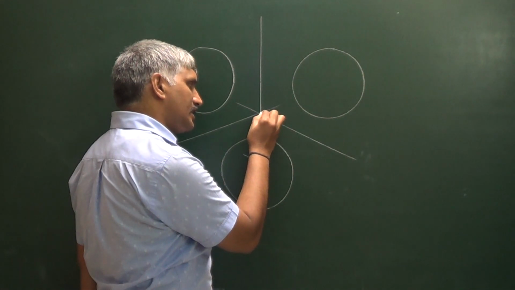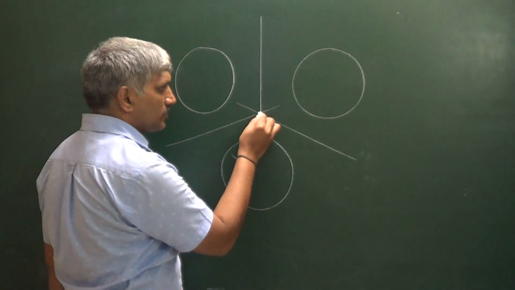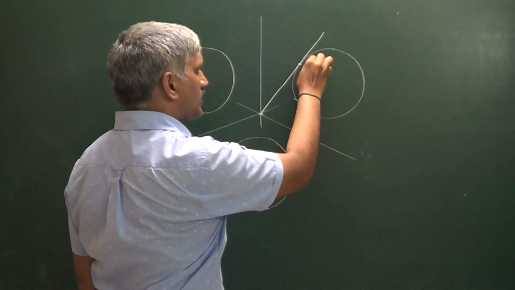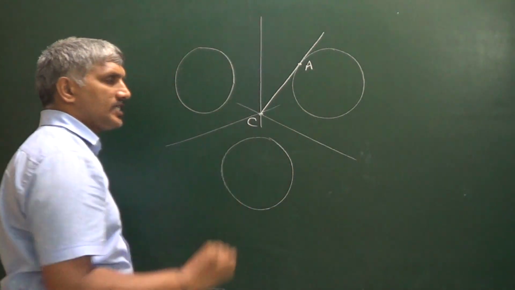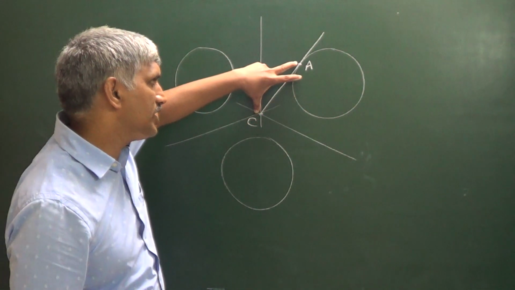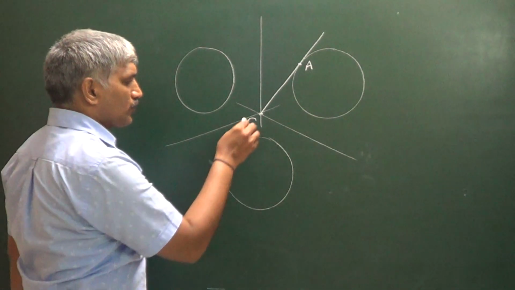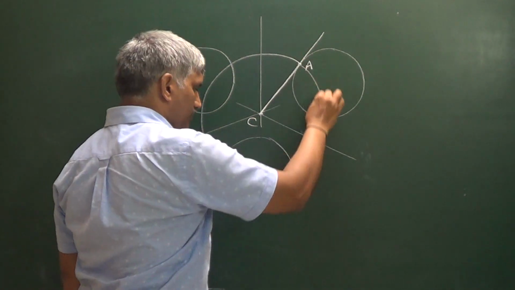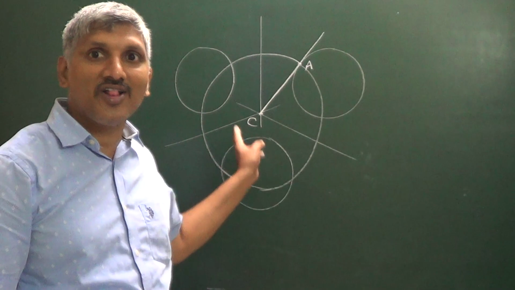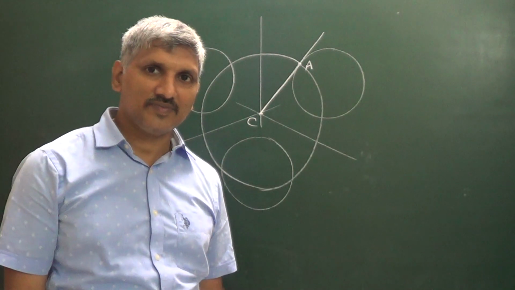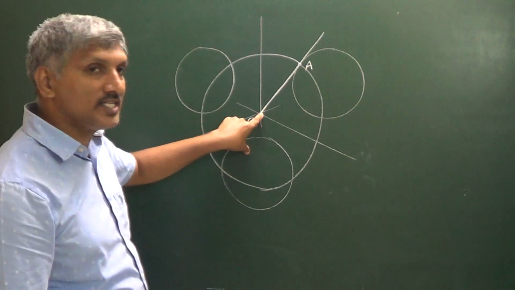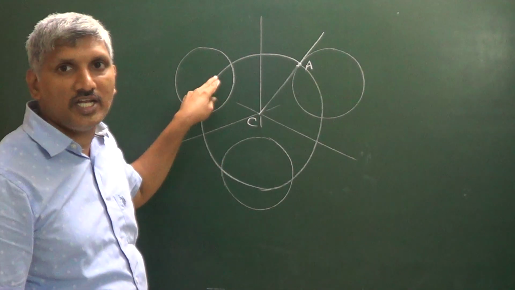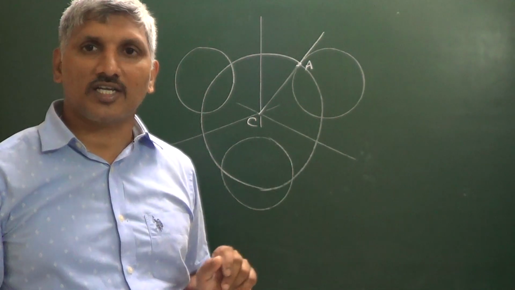Taking this radical center as a center, and from this center to any circle, the length of the tangent you can consider as a radius. So this is the radical center. CA is the length of the tangent from the radical center. Taking this one as a center and this length as a radius, if you construct a circle, this circle intersects all the given circles orthogonally, right? Once again, taking the radical center as a center and the length of the tangent as a radius, if you construct a circle, that circle intersects all the circles orthogonally.